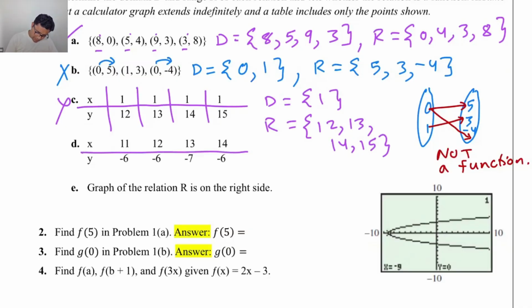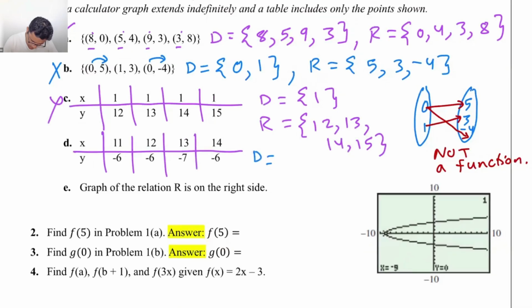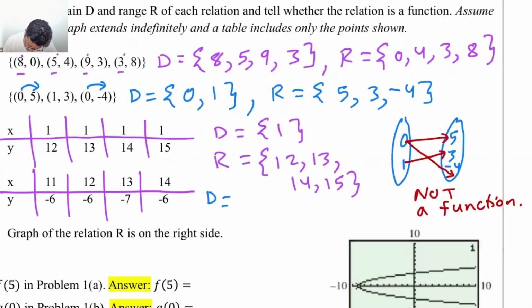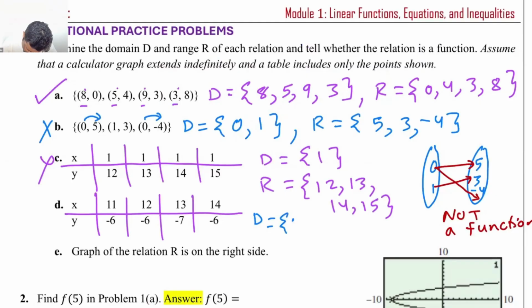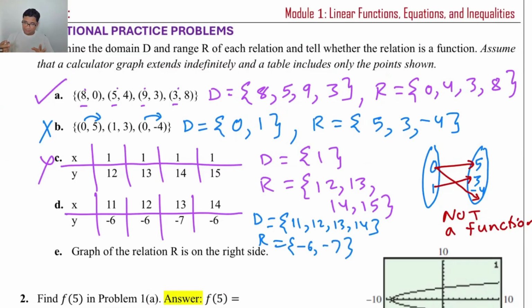And the next function, you have to write in small fonts now. Domain is 11, 12, 13, 14. Range is -6, -7. See, other values are repeated. Is it a function or not? Yes, it is a function. Why? Because the range elements are repeated and that's okay. Domain elements do not repeat.